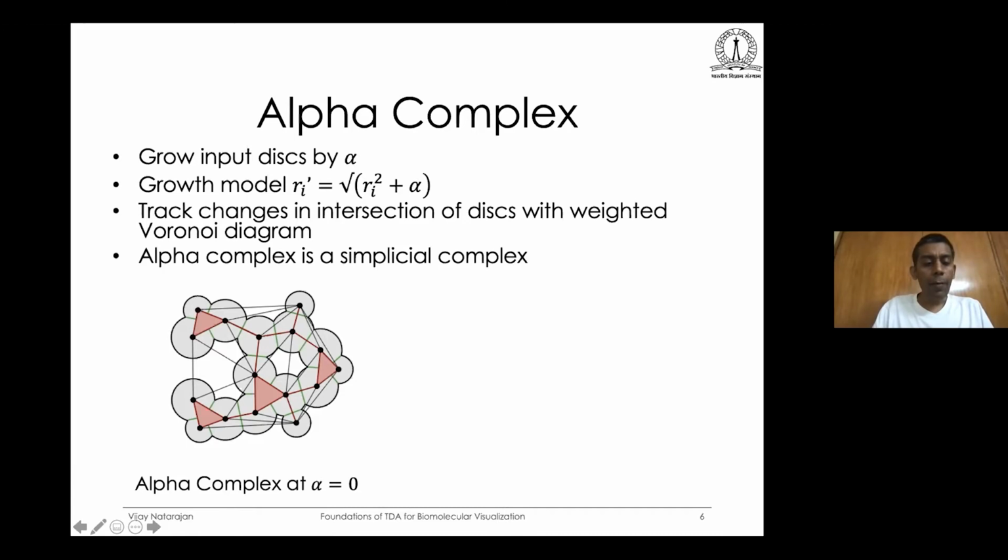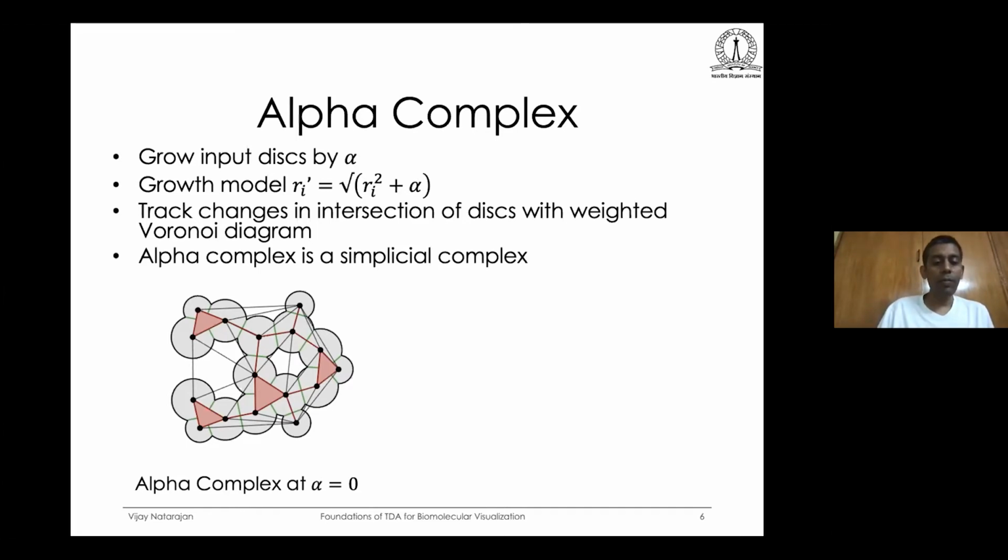Now, the alpha complex at alpha equal to 0, as you can see here, shown in red, captures the connectivity of the disks. The union of these disks is connected, has a single component. So does the red complex that you see here. The union of disks has a tunnel, and so does the alpha complex. So the alpha complex is a representation. We haven't seen why it's good. It's a representation of the connectivity of this union of disks.